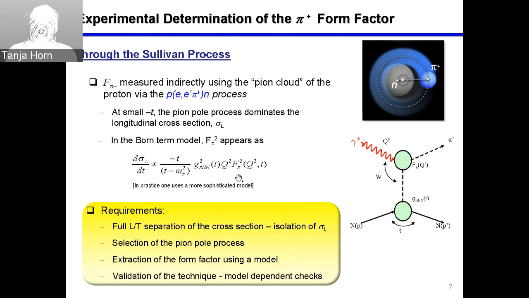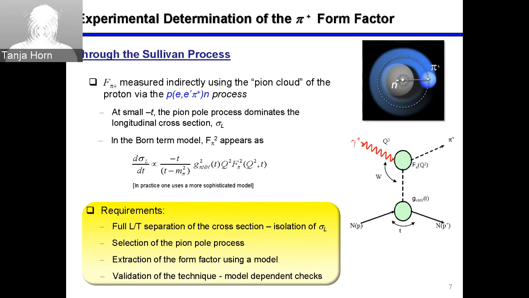So it looks simple, but of course in practice we use a much more sophisticated model, and then there are certain requirements that have to be fulfilled in order to actually make this measurement. One of them is that you need to make a full L/T separation of the cross section, and that's to isolate the longitudinal cross section as shown in the equation. You need to select the pion pole process from other background processes. And then, of course, as I already mentioned, there has to be a model to extract this form factor. And since we're using a model, we also have to validate the technique, and so basically perform various model-dependent checks.